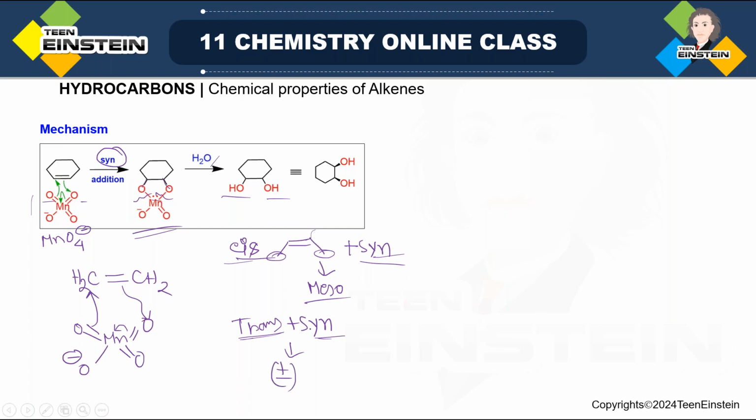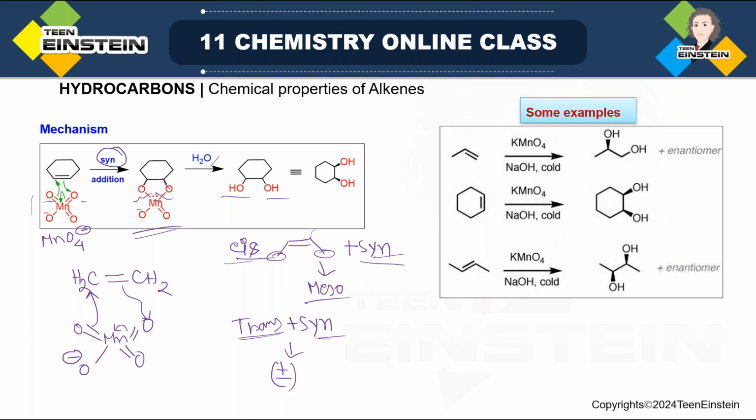So as this mechanism is syn, if you do it with the cis alkene, then you will get meso compound. So now it is completely reverse. Whatever you have seen in case of halogenation, that is bromine addition, now you will see the reverse for cis and trans alkene. Some more examples we are going to see.